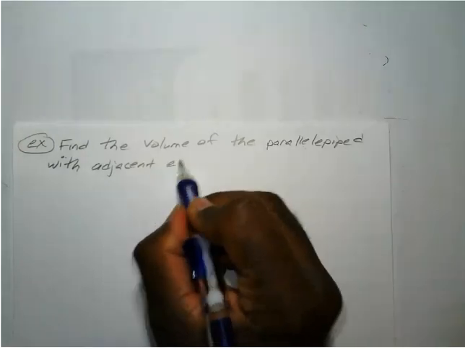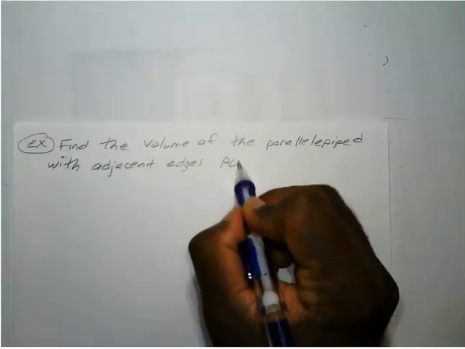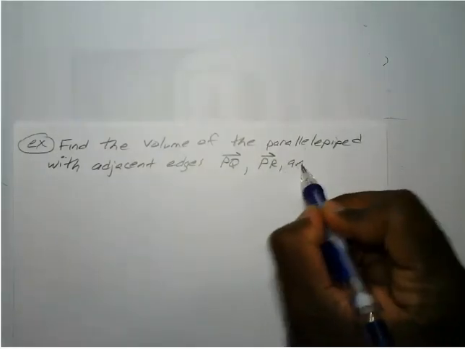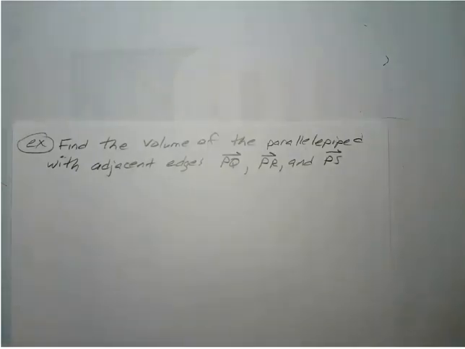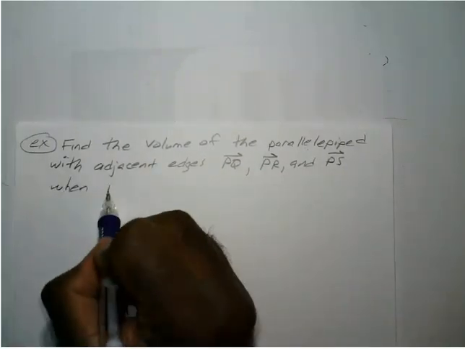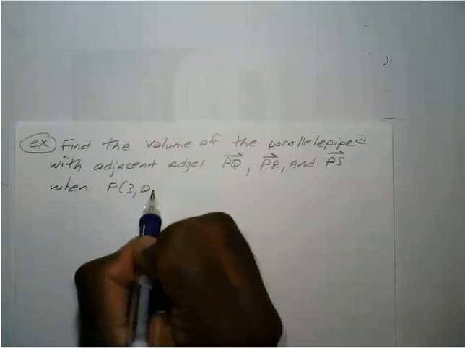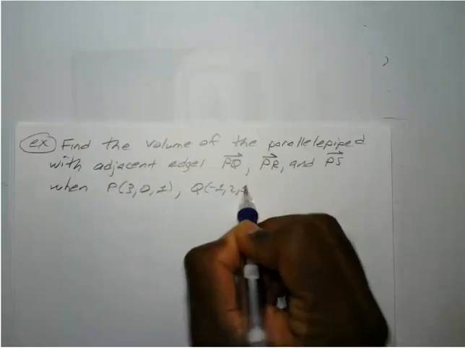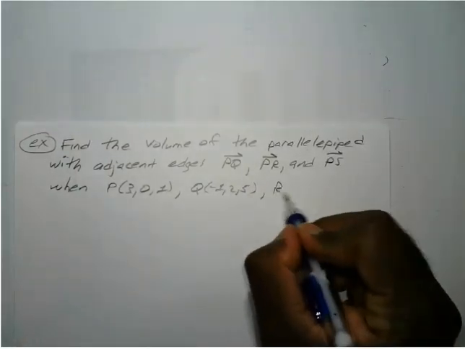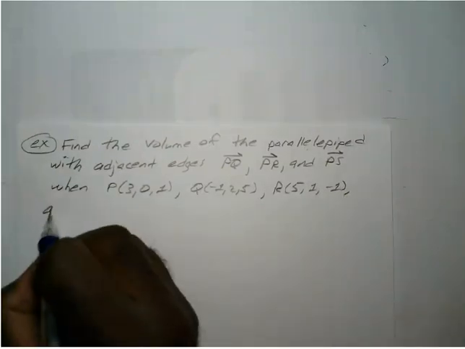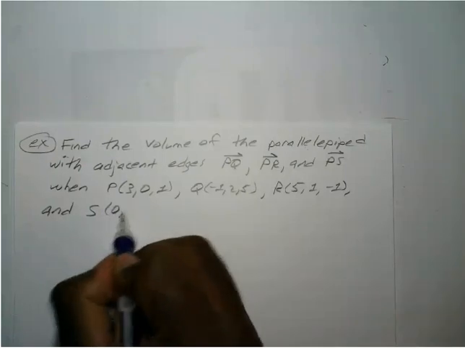Okay, with adjacent edges P to Q, P to R, and P to S. Okay, that's when point P is 3, 0, 1, point Q is -1, 2, 5, point R is 5, 1, -1, and point S is 0, 4, 2.